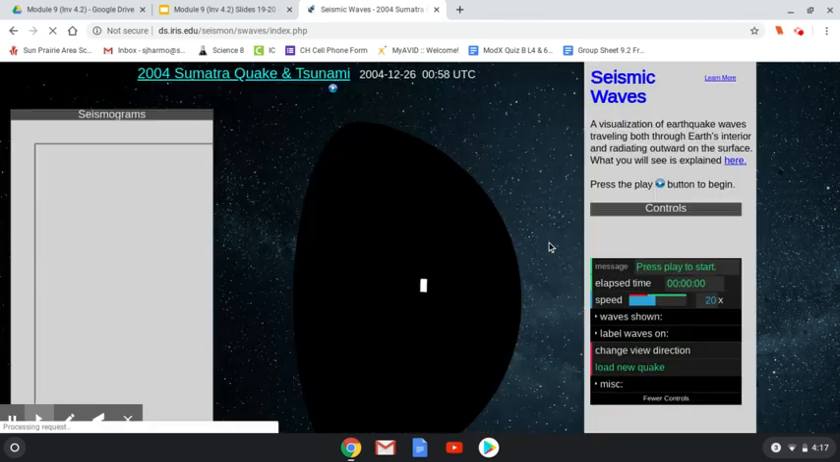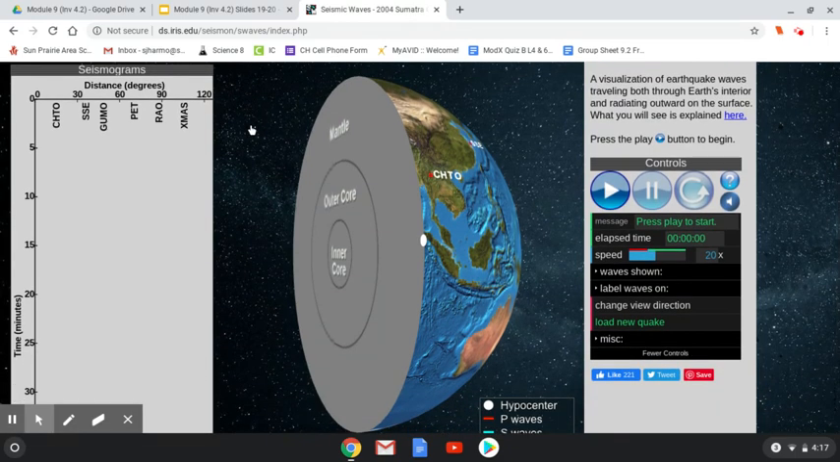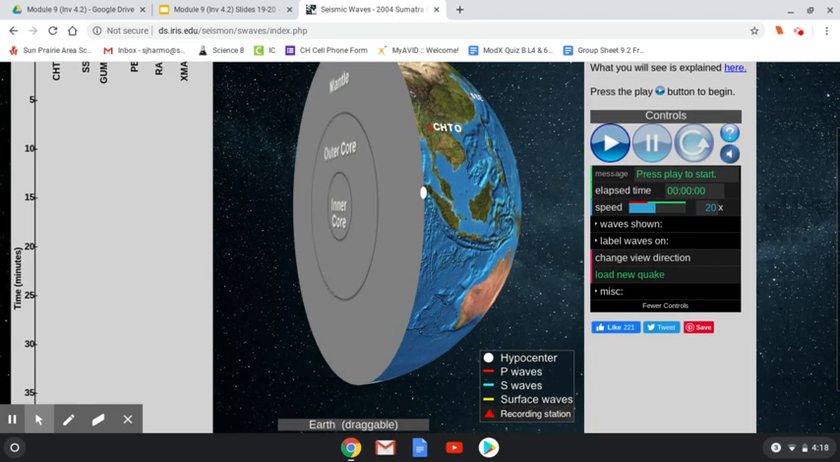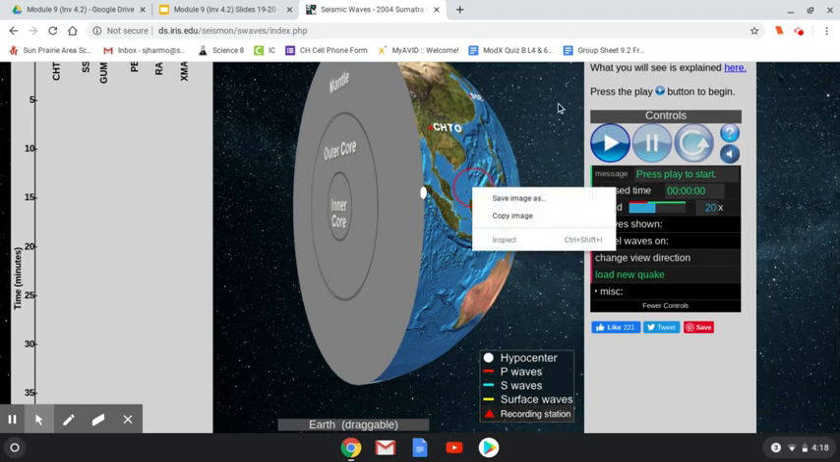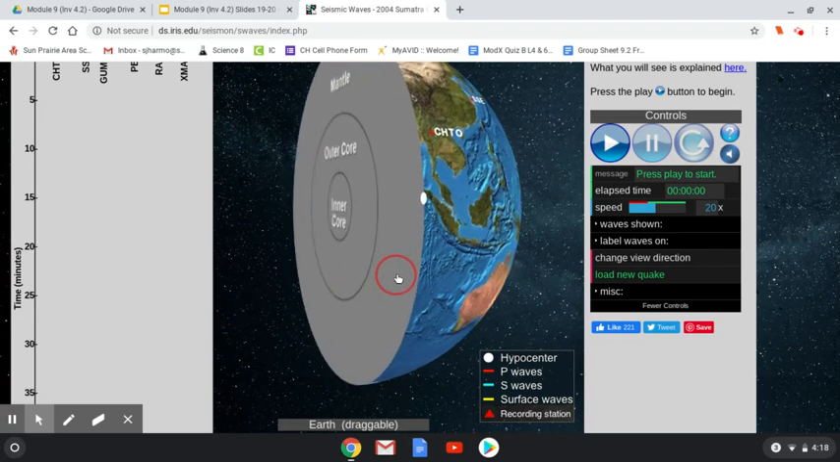So let's look around. First, it says this is the Sumatra quake, from 2004. We see that this is our seismogram, the printout gotten from a seismograph or a seismometer. Time in minutes, distance. Then we come down here and we have a bit of a key, and it tells us the Earth is draggable, so we can move it around to see different parts and what's going on.